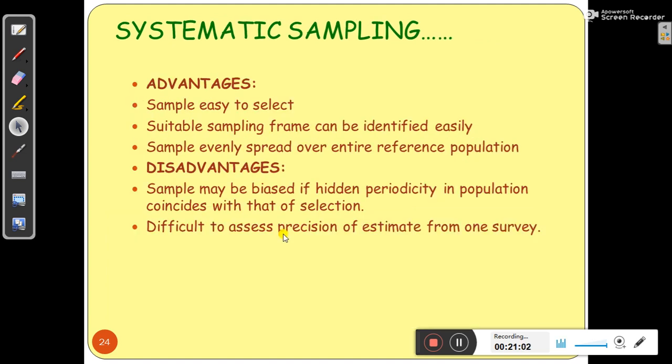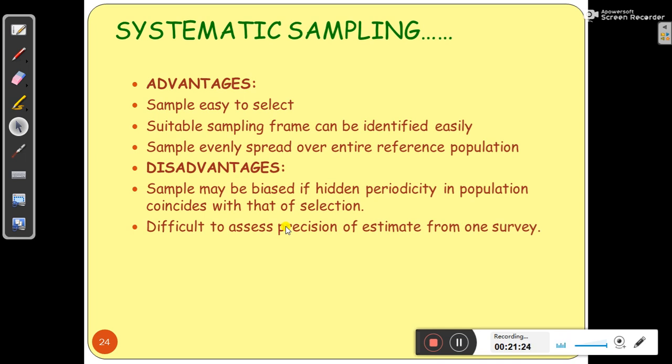So some advantages of systematic sampling are that the sample is easy to select, a suitable sampling frame can be identified easily, and the sample is evenly spread over the entire reference population. The disadvantage is that the sample may be biased if a hidden periodicity in the population coincides with that of the selection.